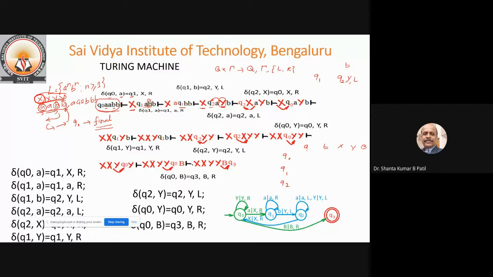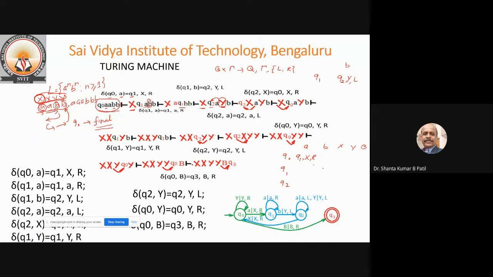Q0 comes across A, so it is going to change the state from Q0 to Q1, and A has been changed from A to X, and it starts moving toward the right side. Okay, so Q0 is not coming across the symbol B. Q1 comes across the symbol B. So this is the position at this juncture.